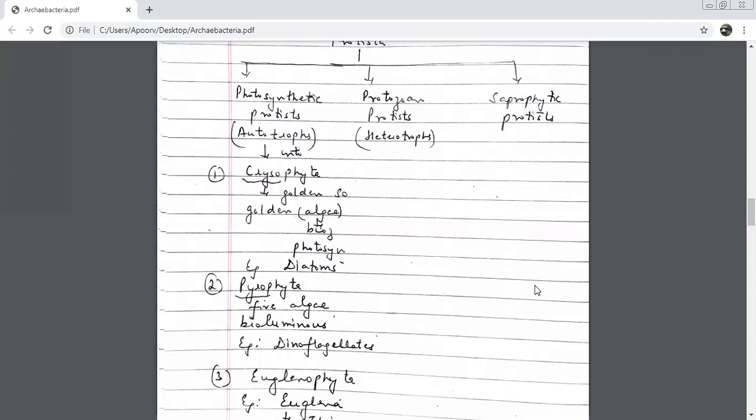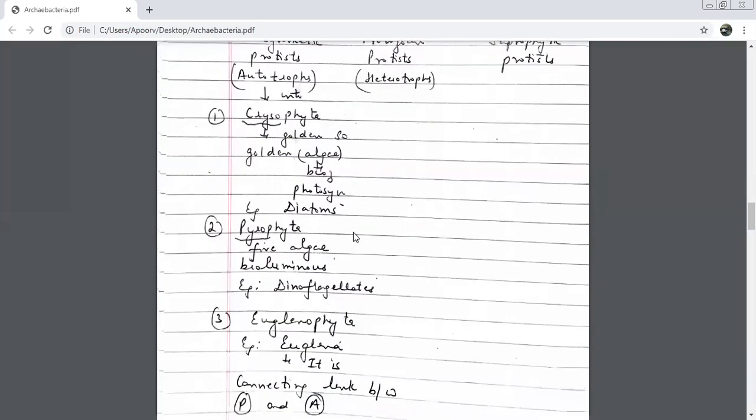Now understand this word. They are protists, but we call them golden algae. Golden because they are golden in color, and algae because they can photosynthesize. Example of this is diatoms. I have taken diatoms in detail because this is the most important one from where you have questions. So chrysophyta is which colored? Golden. Yes.